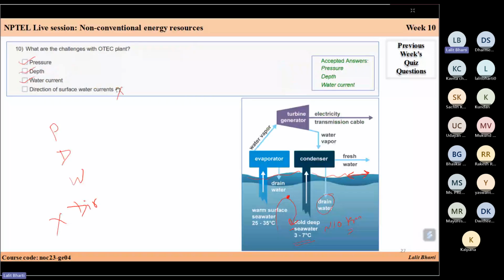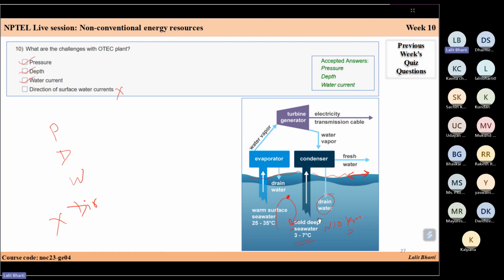Then the next question is on the OTEC plant again. What are the challenges with an OTEC plant? First is pressure, depth, water current, and direction of surface water currents. Depth and pressure are certainly a challenge because you are working at a depth of a few kilometers. So your pressure will be very high, your depth will be very high. And your water currents are also high. So you need to take care of these three parameters.